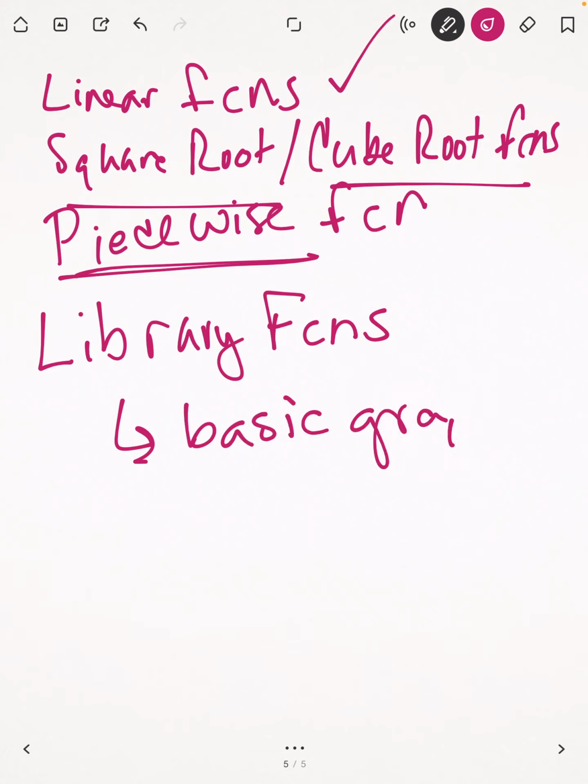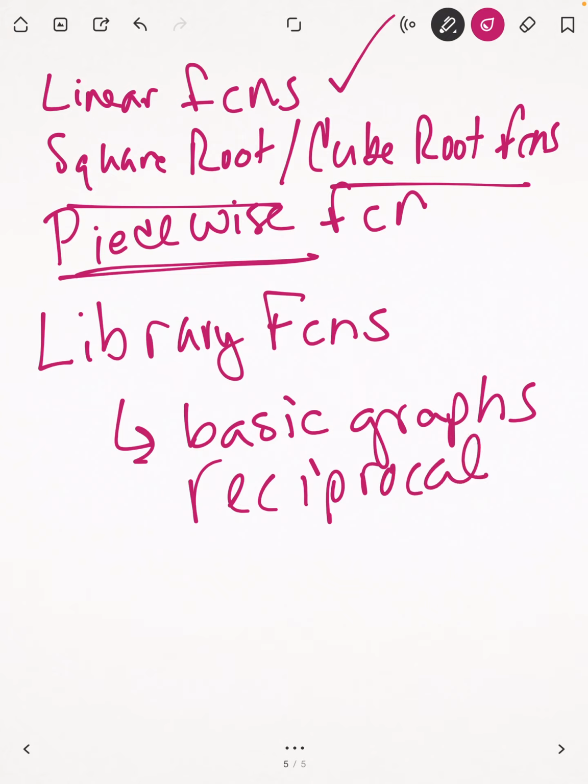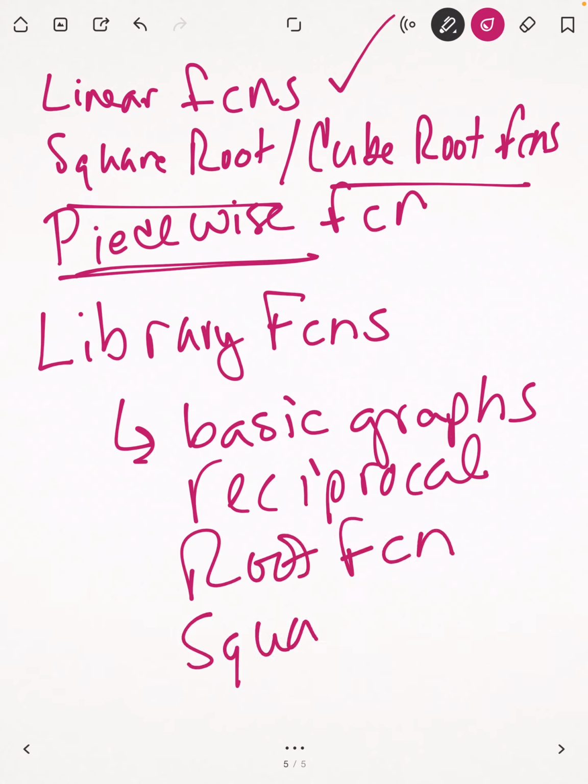And we're introducing all of them here because for each of these, like our reciprocal function or our root function or our square or cube function, we're going to spend an entire day on each of these in turn. So, a bit more about square root and cube root.